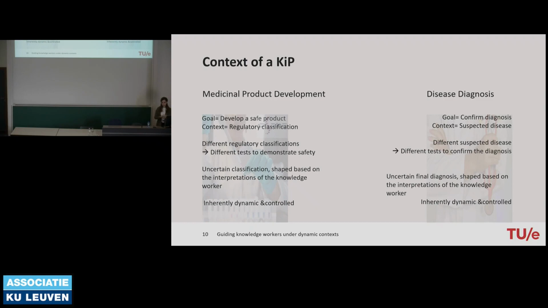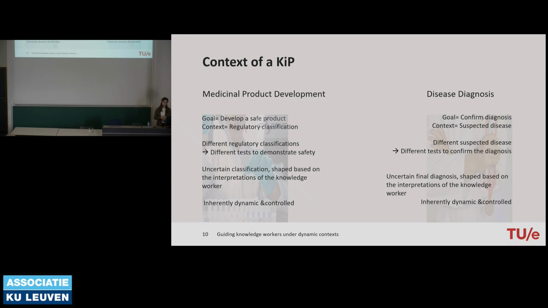And the classification of the product is uncertain at the beginning, and it's shaped based on the interpretations of the knowledge worker, in this case the scientist, by looking at the experiment results, test results, etc. So it's not uncontrollable, but rather affected and shaped as a result of the process execution, by the interpretations of the knowledge worker. And similarly, since this context is uncertain at the beginning and shaped throughout the process execution, the change in context is something normal, something expected, rather than being totally unexpected.